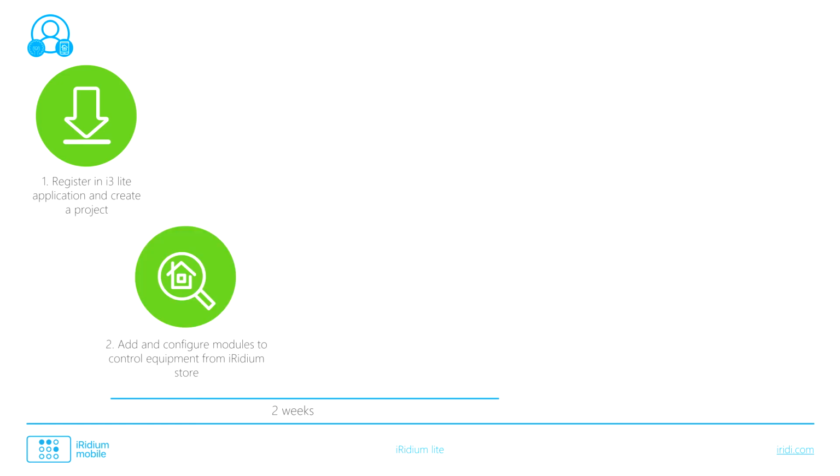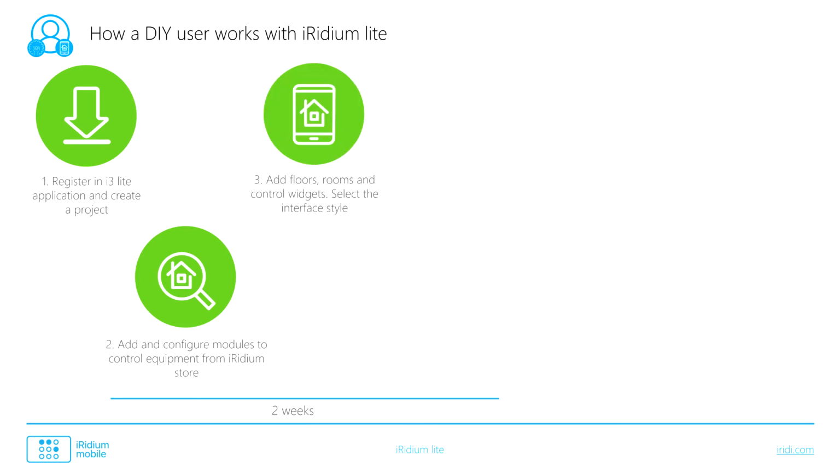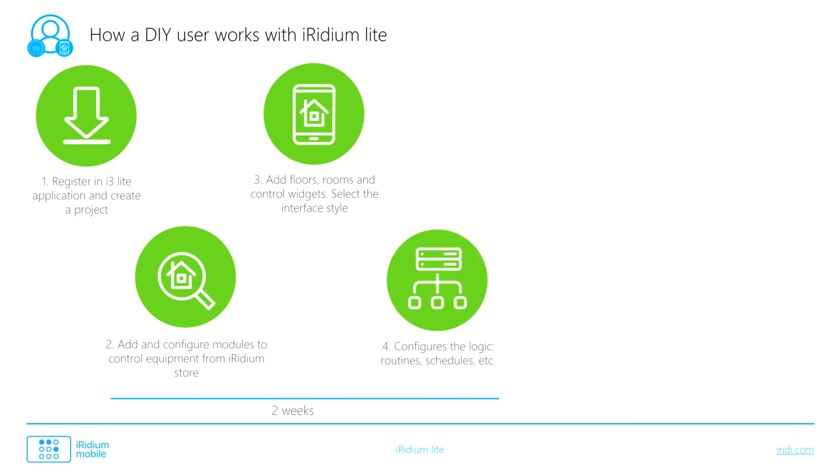During these 2 weeks, he downloads modules to control equipment from the iRidium store and enters connection settings. Then rooms and floors are created, and widgets to control equipment are placed in the required rooms. Then the style of the interface is selected. After that, routines, schedules, and other logic to control equipment are created.